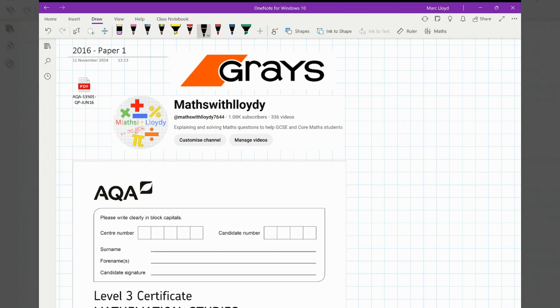Hello, welcome back to Maths of Lloydie. This is our first one of the year. We're going to get paper 1 from 2016 done, and ideally I'm going to fill the library so that I've got all the past papers done, and then we'll start looking at some content that's more subject specific.